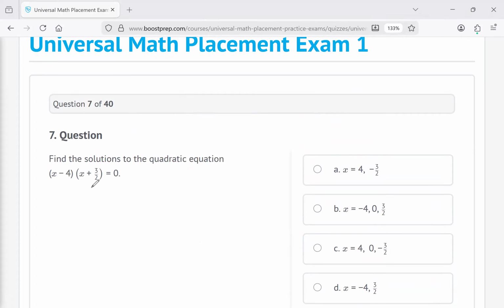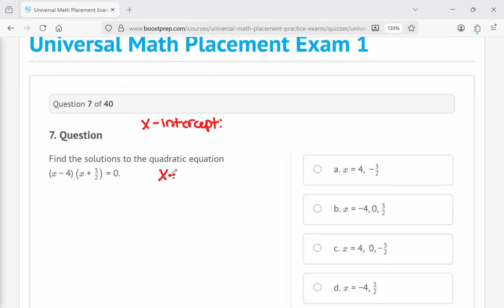Okay, question 7 says find the solutions to the quadratic equation. So when they say find the solution, they literally mean find the x-intercept. The good news about this problem is it's already in factored form. Sometimes you'll have a polynomial that isn't factored and you gotta factor it, but it's already in factored form. So once you have it in factored form, just solve for x.